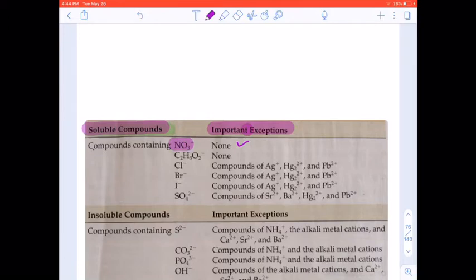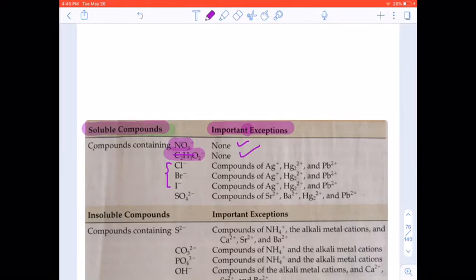Then we have acetates. Acetates are also soluble, all of them, irrespective of which cation they combine with. Let's look at the halogens, and I showed you where they are in the periodic table. So that's our halogens: chlorine, bromine, iodine. When they form ions, we refer to them as chloride, bromide, and iodide.